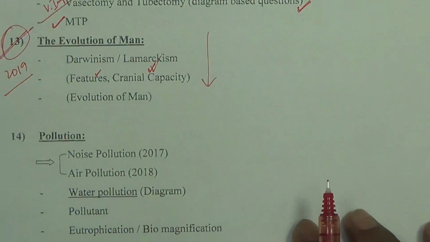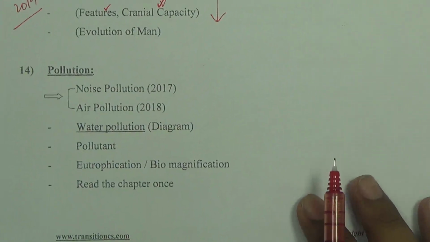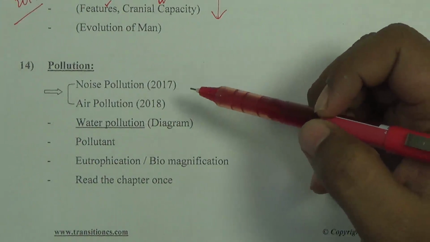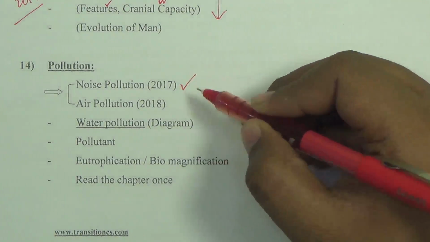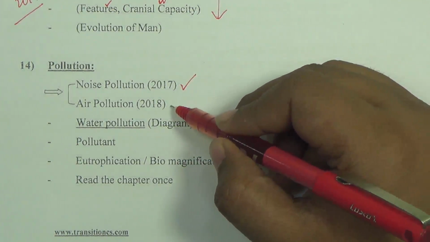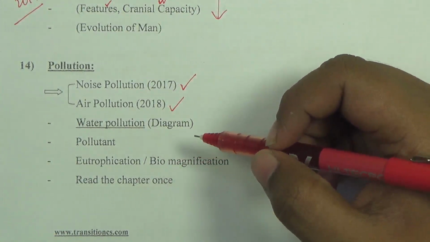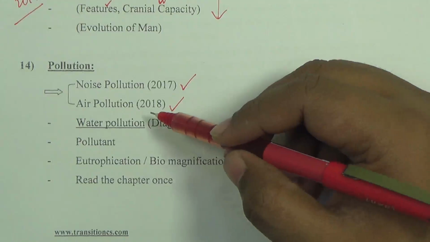The last chapter is pollution. This is your last chapter for your ICSE in your syllabus. So we see that noise pollution came in 2017. Air pollution came in 2018. So might be this is what logic says. Air pollution is definitely no.